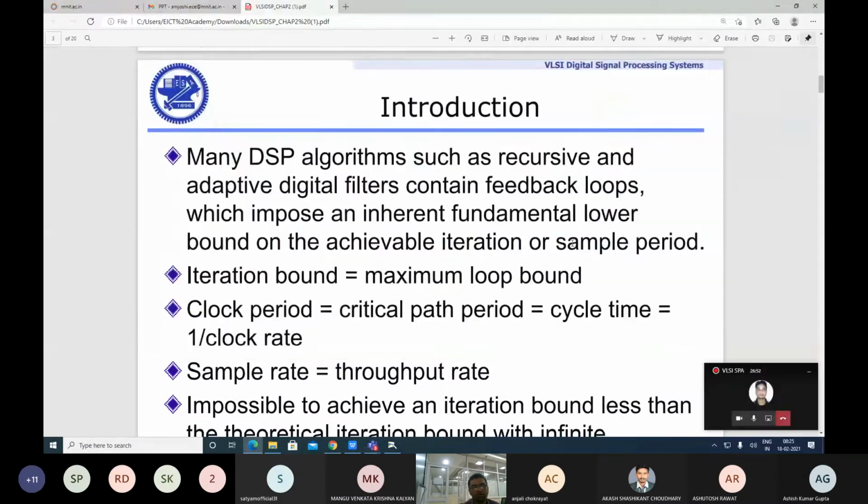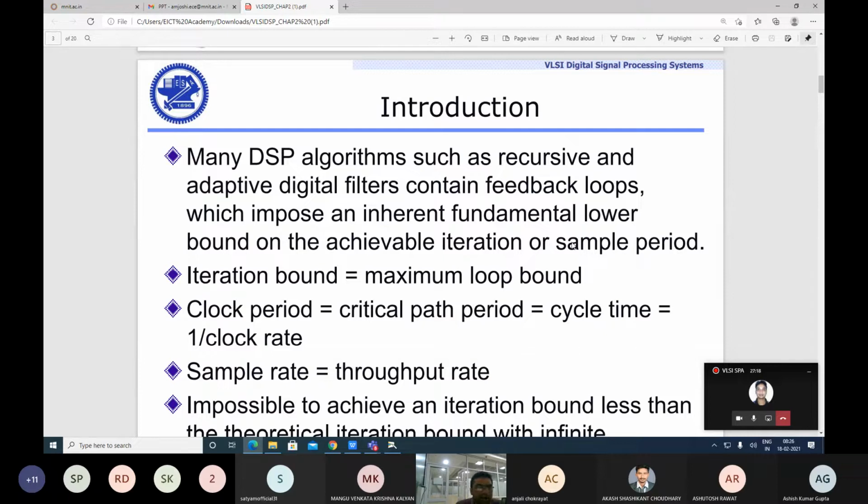Good morning, all of you. Today we will see iteration bound. We have just discussed last time what the iteration bound is. Just to introduce it, I will quickly go through some PPT, and then we will solve the example regarding how we can find out the iteration bound.